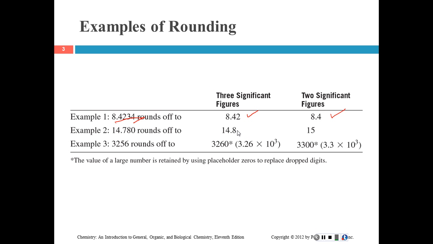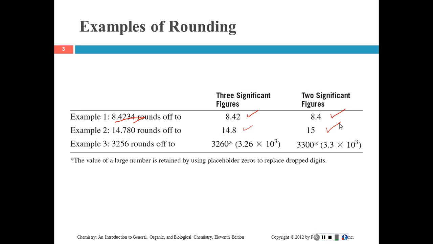So for 14.780, if 3 significant figures, this time we would round up to 14.8. If we only wanted 2 significant figures, we'd actually have to round up to 15, because with 14.78, rounding to 2 significant figures, we can only have that number, and so instead of 14.8, it would be 15.